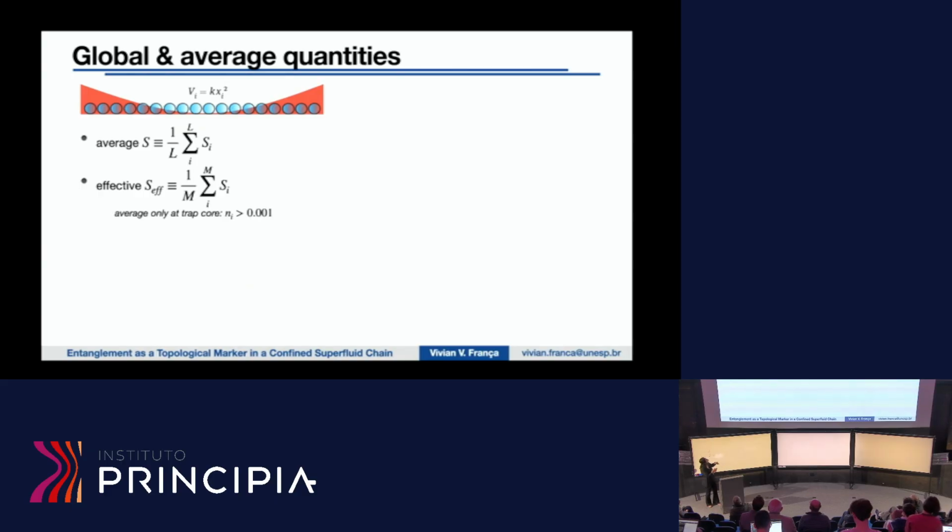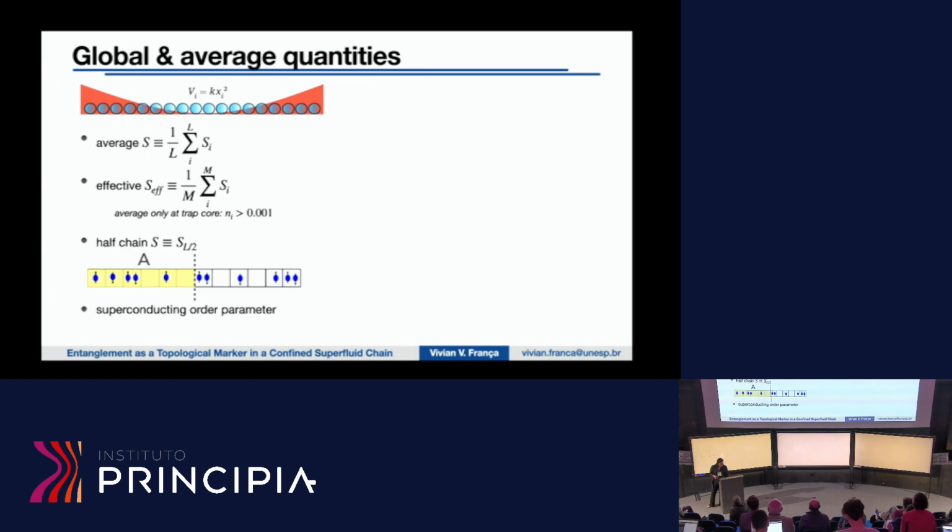And that means we can also look at the entanglement exclusively in this effective regime. We also bipartition the system differently. Instead of single site entanglement, we bipartition in the half of the chain. That's precisely what is written here. I think I have a figure to illustrate that. So in this case, entanglement here is between half of the chain and the other half, right? And we also analyze a superconducting order parameter, which is just the pair correlation given by this expression here.